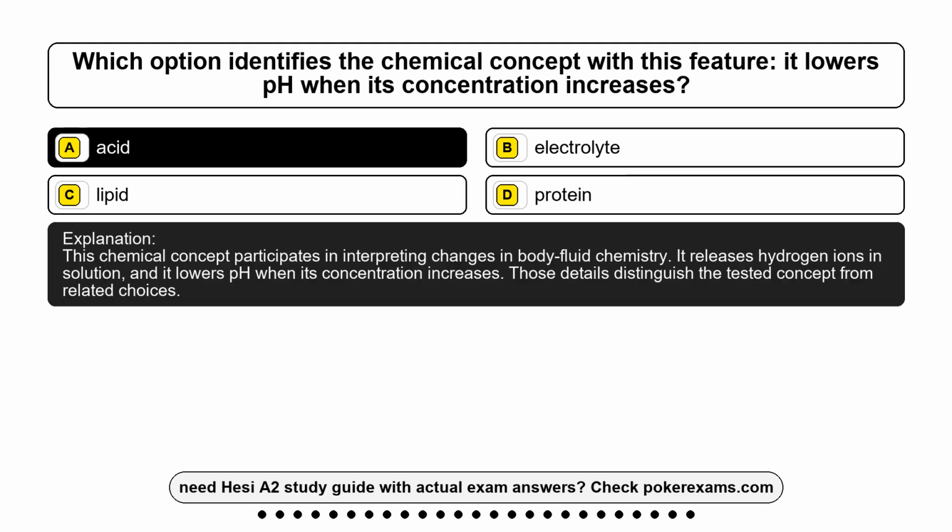This chemical concept participates in interpreting changes in body-fluid chemistry. It releases hydrogen ions in solution, and it lowers pH when its concentration increases. Those details distinguish the tested concept from related choices.